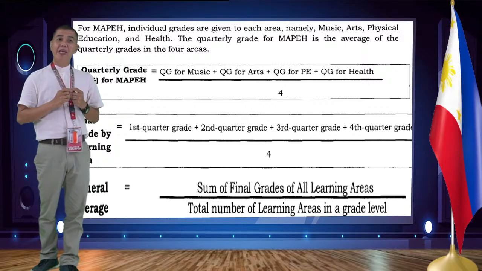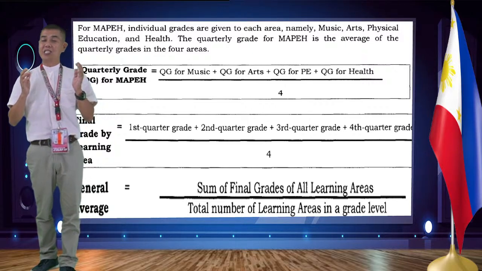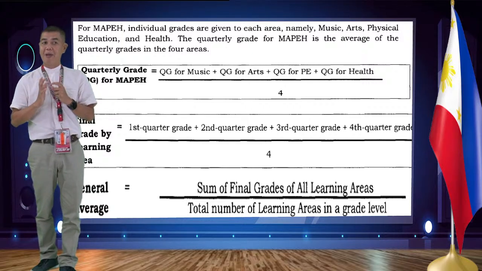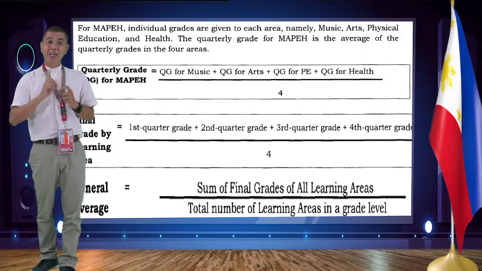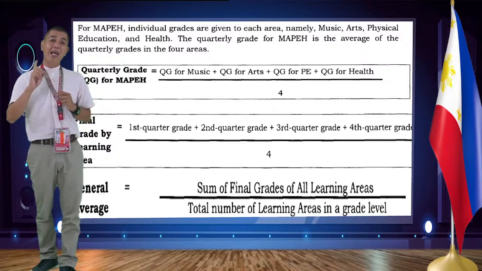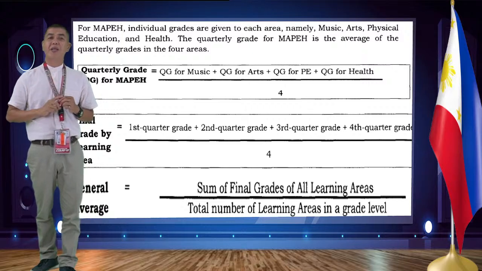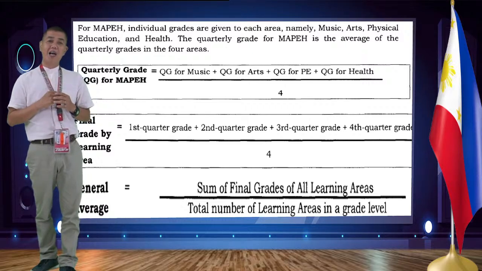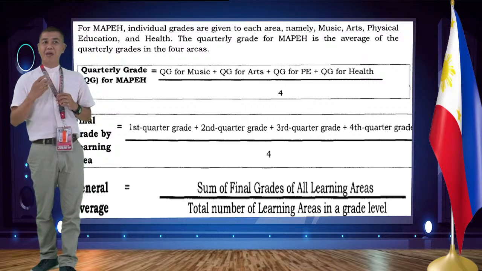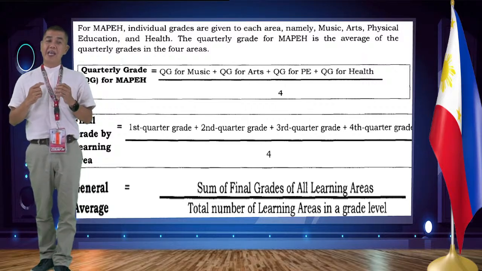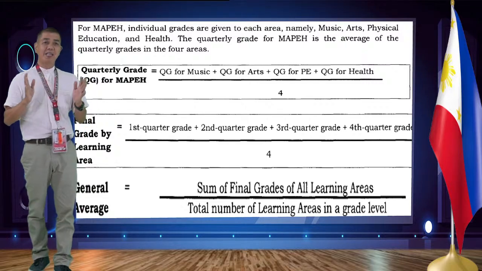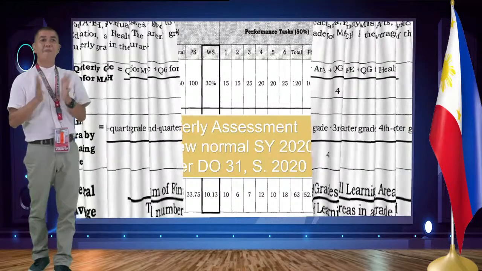And the general average is the sum of all final grades of all learning areas divided by the total number of learning areas in the grade level. But I would like to remind you that for elementary with allied classes, do not include the total number of learning areas in the allied class. It will be excluded in the general average. So likewise also for our quarterly grade, that is the horizontal, that is the 4 quarters. Klaro po yan kasi we usually do it.